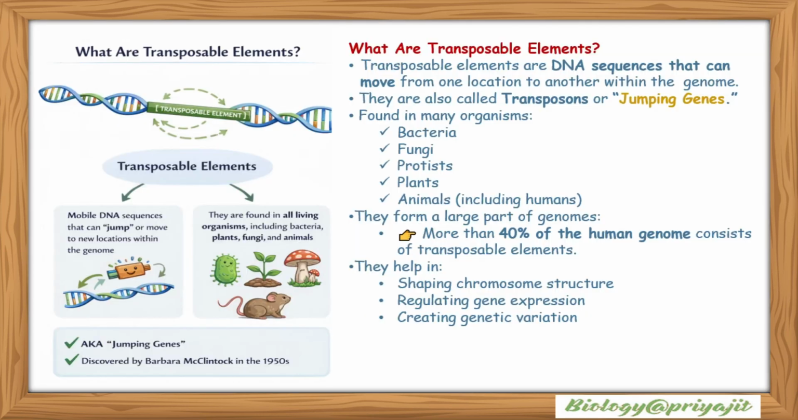So, what are transposable elements? Transposable elements are basically DNA sequences that can move from one location to another within the genome. They are also called transposons or jumping genes. They are found in bacteria, fungi, protists, plants and animals, including humans. They form a large part of the genomes, that is, more than 40% of the human genome consists of transposable elements. Basically, they help in shaping the chromosome structure, regulate gene expression and create genetic variation.